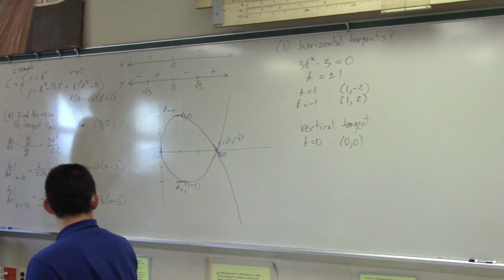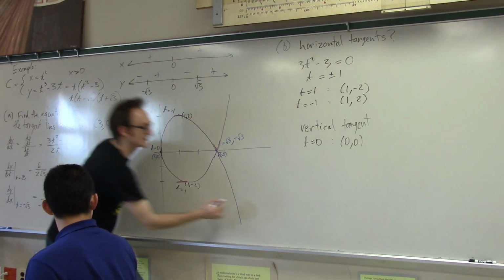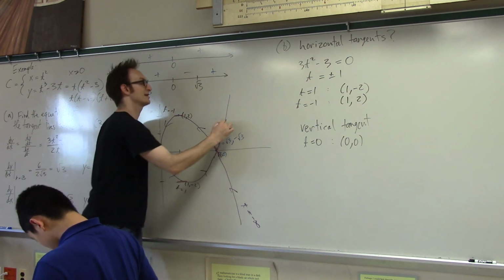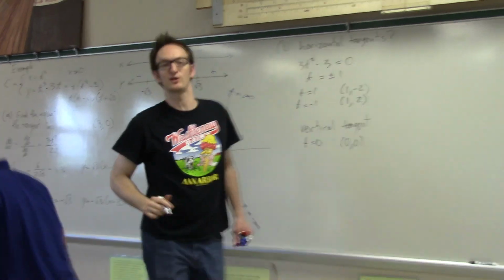Ta-da! So it was a Jesus fish after all. This was t equals negative infinity. Arrows, arrows, arrows. That's how you graph parametric curves in calculus.